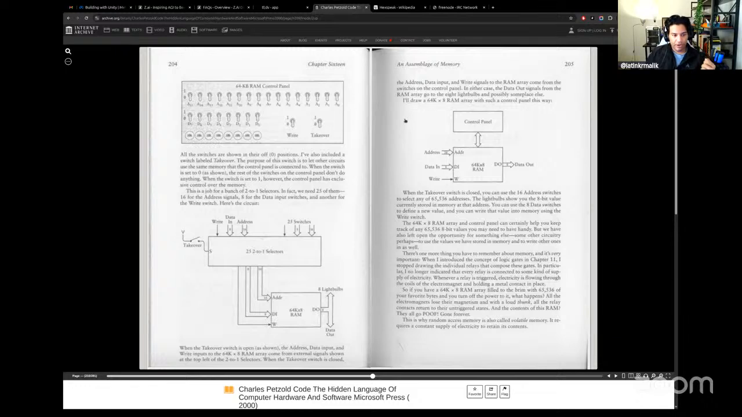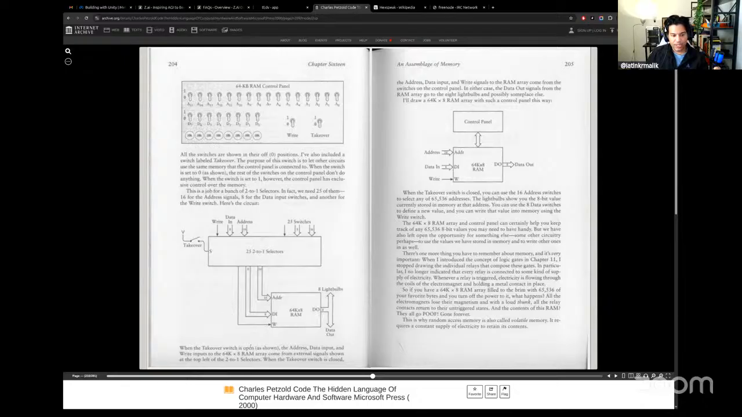This is a job for a bunch of 2-to-1 selectors. In fact, we need 25 of them: 16 for the address signals, 8 for data input, and another one for write. So here is how the circuit looks, and then there is a takeover switch here, and then we make 25 2-to-1 selectors.